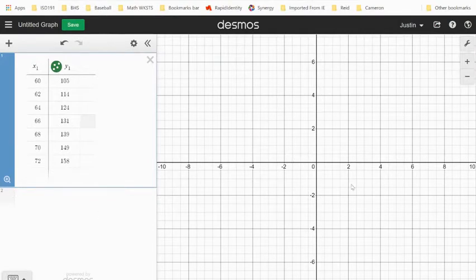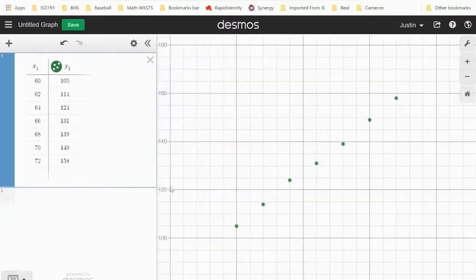I don't see any of my data though, because my numbers are pretty big compared to what I see here on my X and Y scales. So I hit this little zoom fit button, the little magnifying glass. It's going to zoom me out, and look at that. Those dots almost line up perfectly. So this is a very strong correlation here.